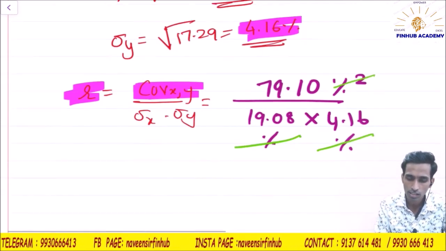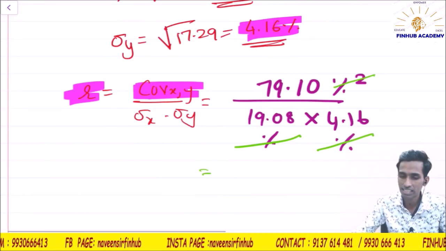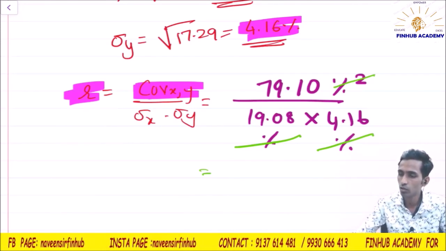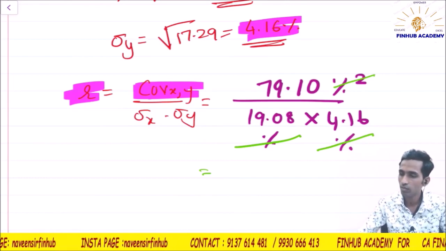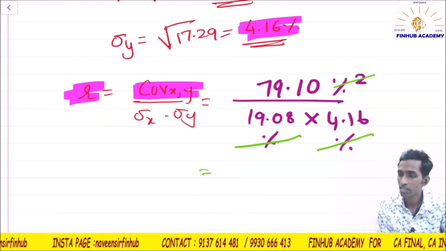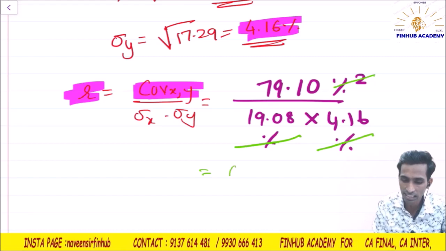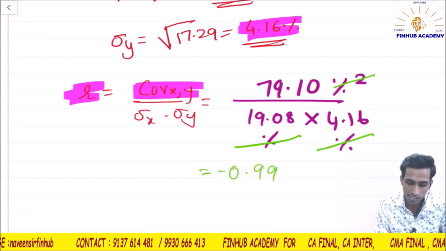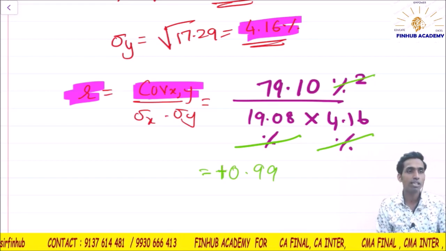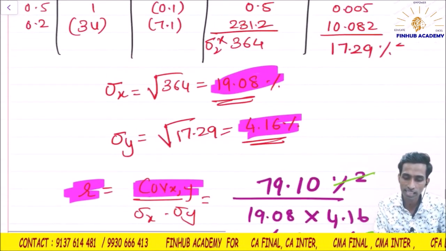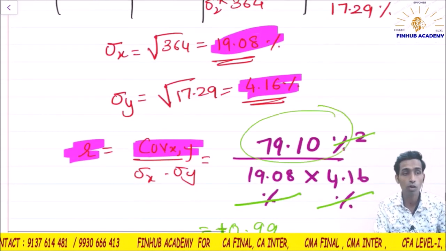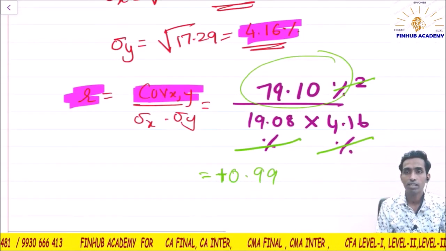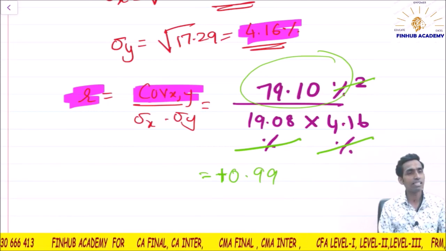So how much is the answer? I will take 79.1 divided by 19.08 divided by 4.16. The answer is 0.99. See, it is positive. Where did I get this sign from? From the covariance, 79.1. It shows a positive relationship. Is that clear?